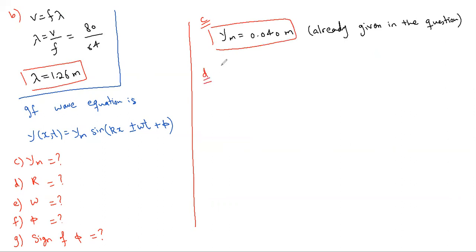Part D. You have to calculate k, and this can be calculated using the formula k equals 2 pi by lambda. So 2 pi divided by lambda, which is 1.26. This will give k to be 5 radian per meter.